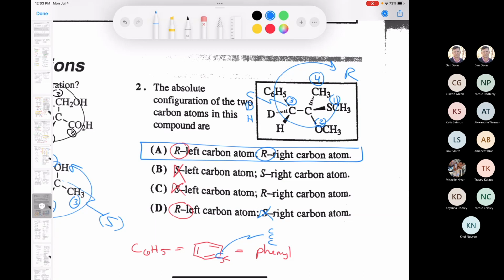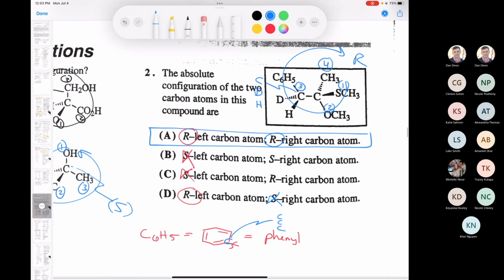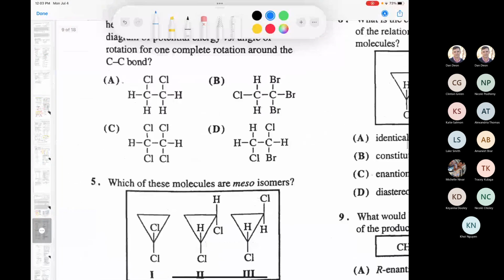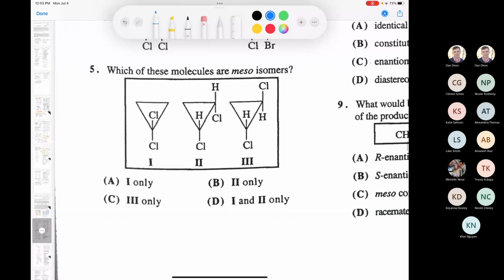So that is question number 2. Let's move on to question number 5. I put a bunch of stereochemistry problems in here. Hey, question number 5, do you remember what meso is? What was our definition of a meso compound?